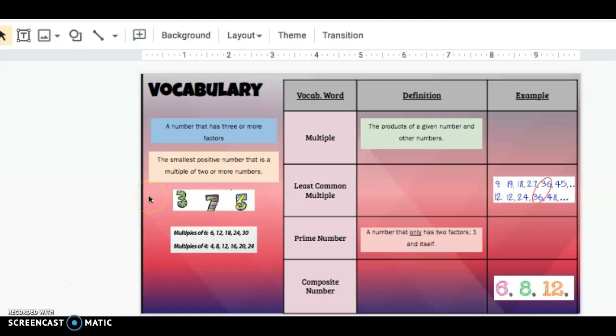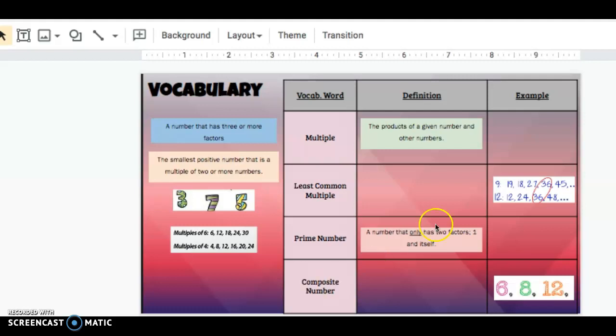I'll say, okay, for vocabulary today, you have 4 words. You have the word multiple, least common multiple, prime number, and composite. Now, we know multiple and least common multiple from last week. Prime number and composite number are going to build us into this week's assignments and this week's lesson.